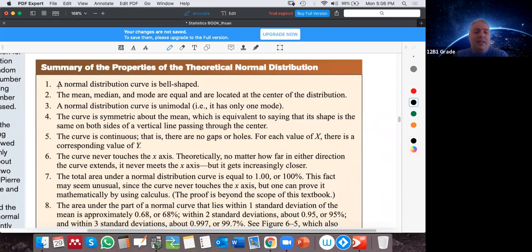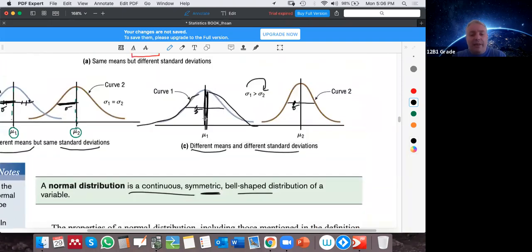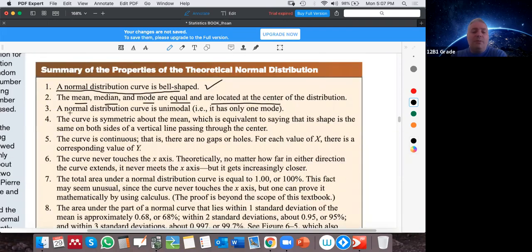These are the important things. A normal distribution is a curve. I mean, the normal distribution curve is bell-shaped. The mean, median, and mode are all equal and are located at the center of the distribution. So we can call that here, this is mean, this is mode, and this is median. So this is at the center. It means that this is 50% and this is 50% of the overall data. A normal distribution curve is unimodal, so it has only one mode, where the function peaks.